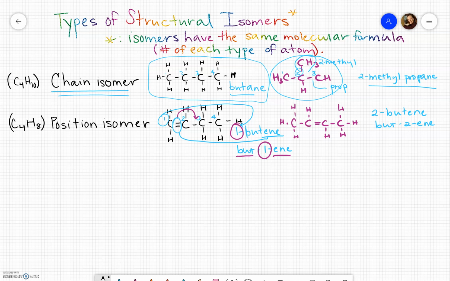My third kind of isomer that we haven't talked about yet is a functional isomer. And that is going to differ the position of the atoms to make a different functional group.